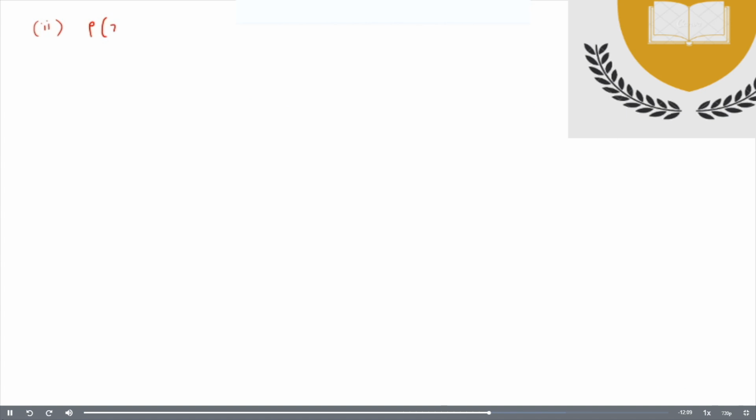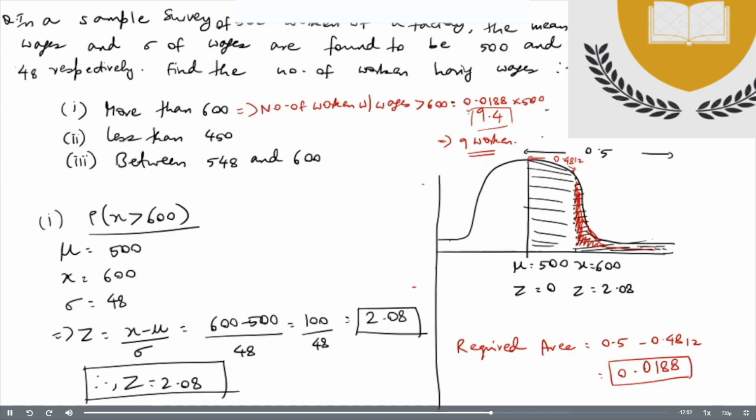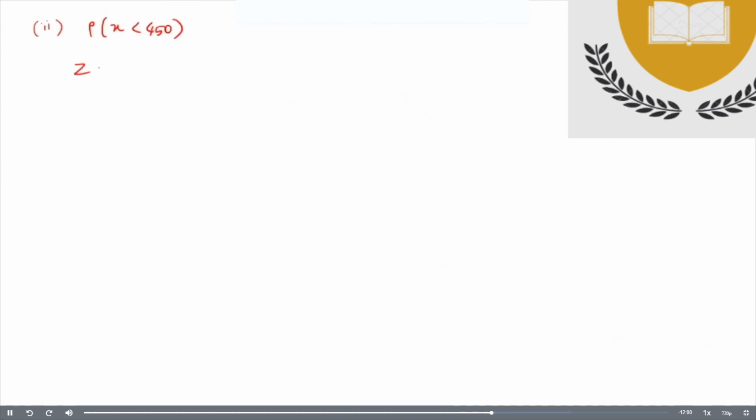The next is P of x less than 450. Here we have to again calculate the z value. The z value is equal to x minus mean by standard deviation. X is 450, minus mean is 500, by standard deviation is 48. That gives me a negative z value of minus 1.04.